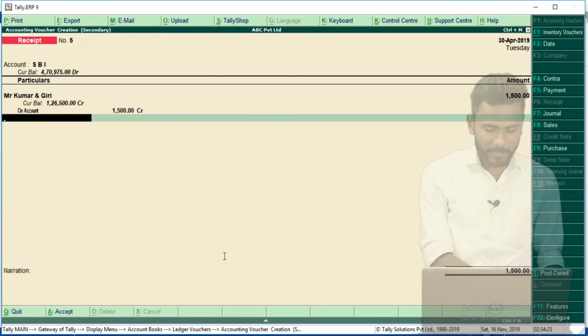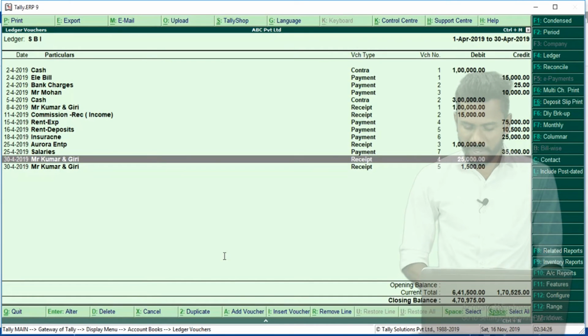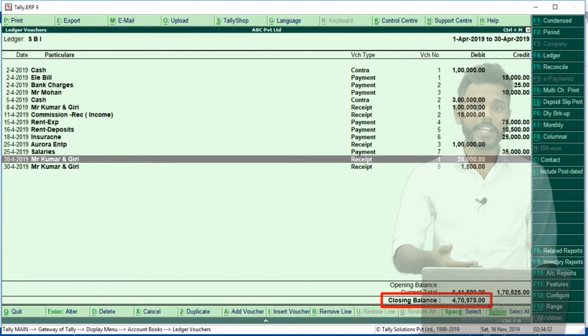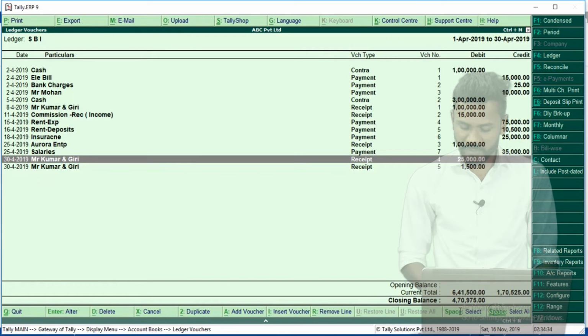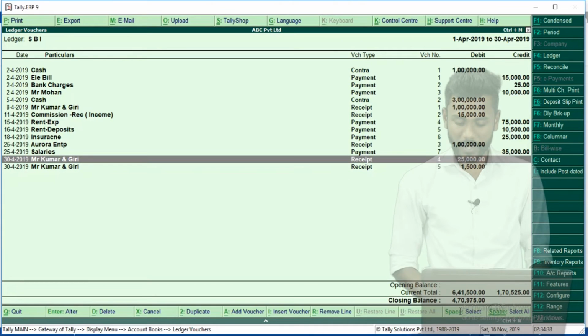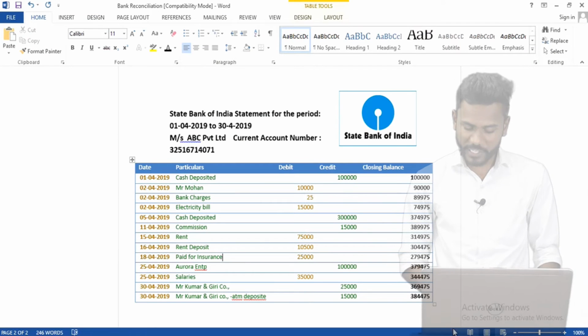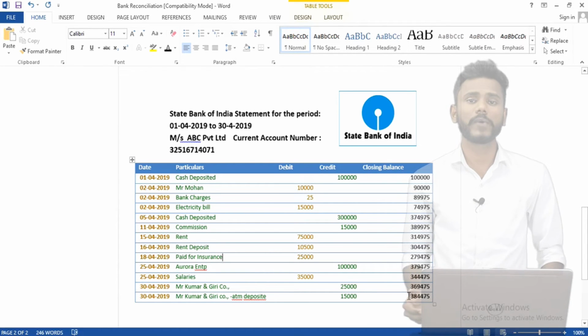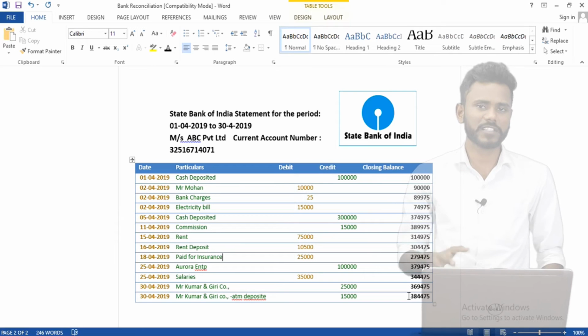Yes, after completing part A, you again try to compare. Now in my company book of account, my closing balance is 4,70,000. After completing part A of bank reconciliation, my closing balance as per company book of account is 4,70,975. And if you open the bank statement, still there is a mismatch. It's showing only 3,84,475. So there is a mismatch between both books.